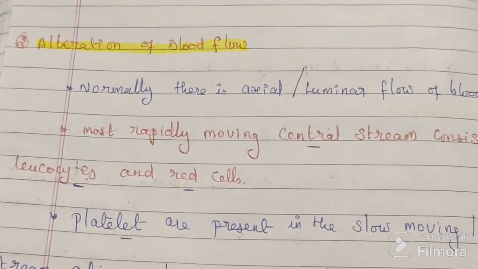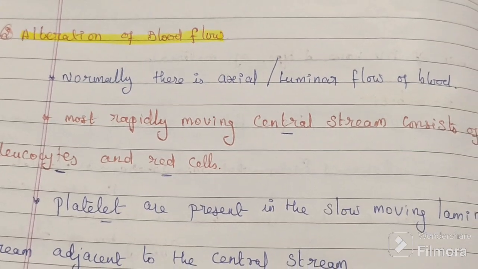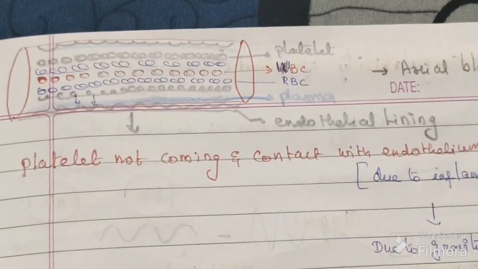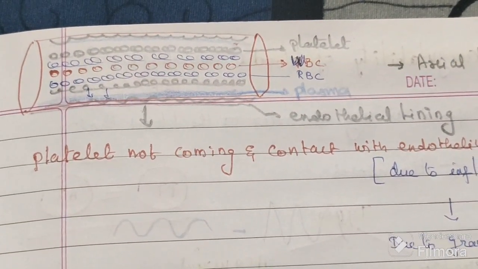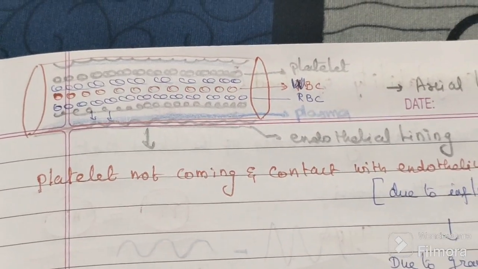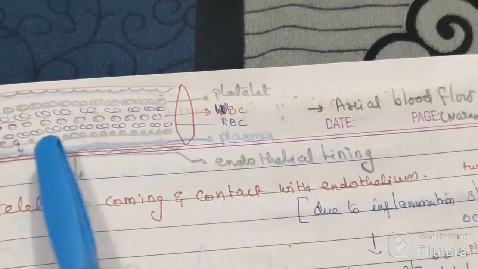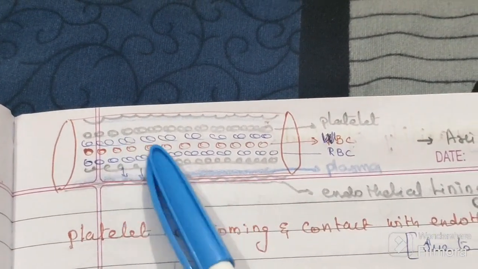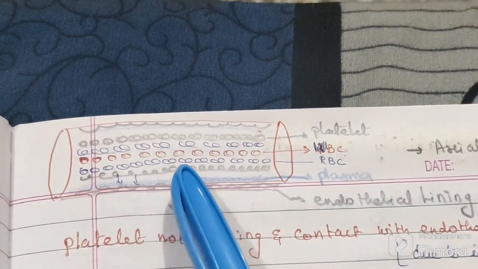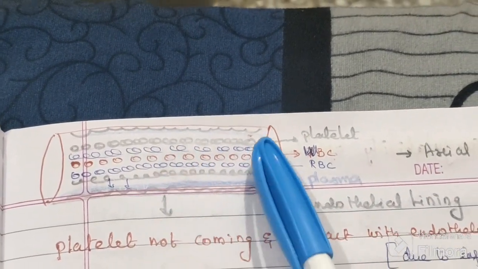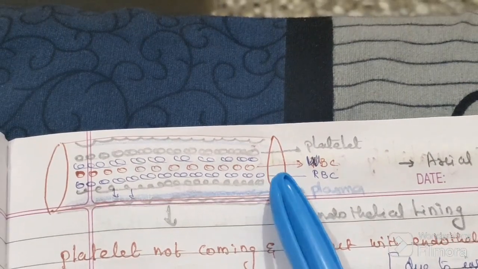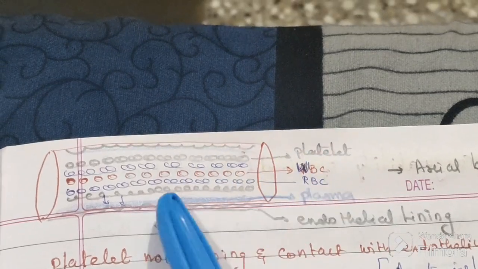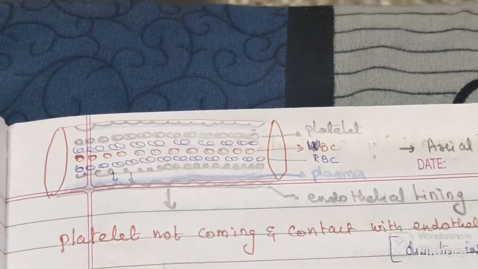Second one is alteration of blood flow. Normal blood flow, axial or laminar flow. This one is the axial, that means normal blood flow. First, WBC, the heaviest material, in the center part, light material in the periphery. So WBC followed by RBC followed by platelet, then platelet followed by plasma, then only the endothelial cell is present.